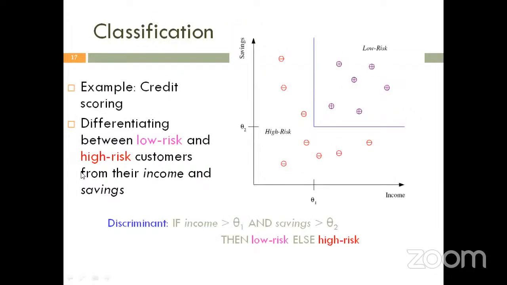So classification, that is credit scoring, differentiating between low risk and high risk. Here customers are also given. You can do this for your data also, classifying high risk and low risk customers from the income and the savings. So you can see here it is differentiated as low risk and high risk. This is one example of how you can classify your data based on low risk or high risk.